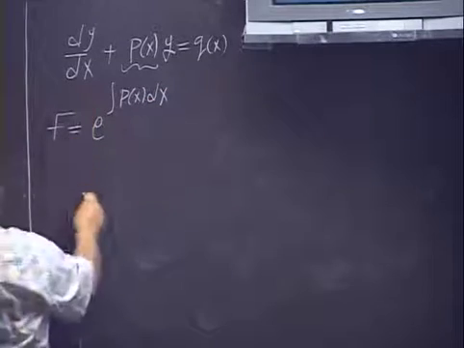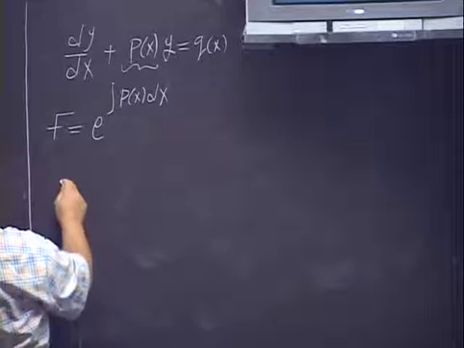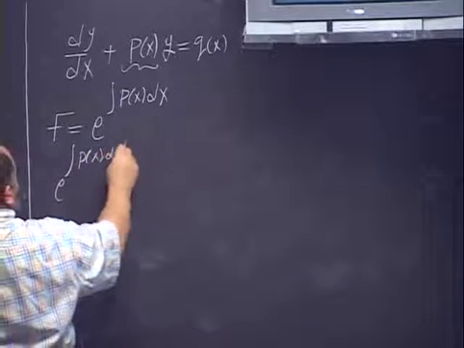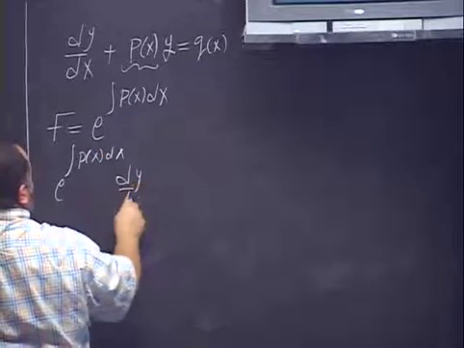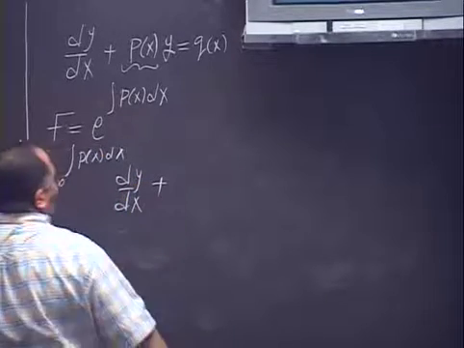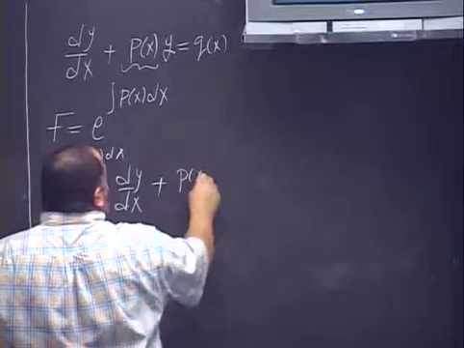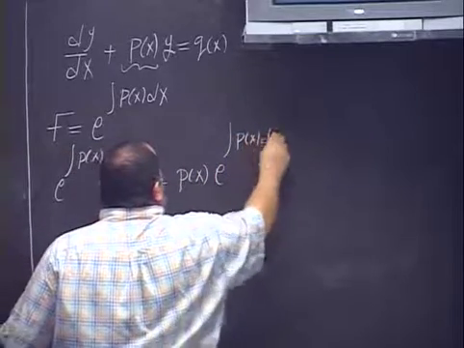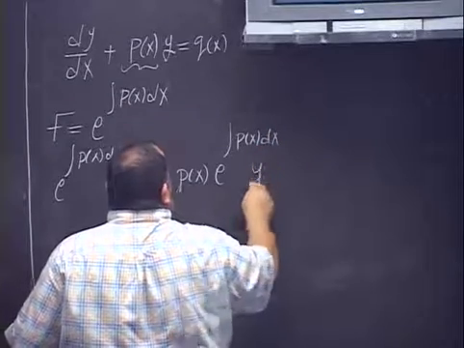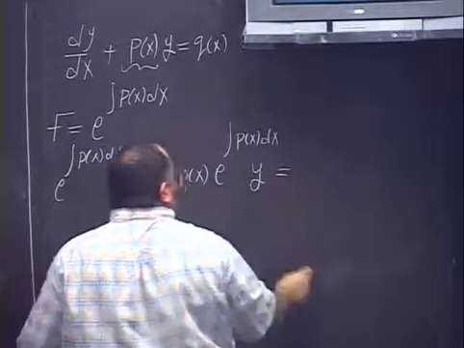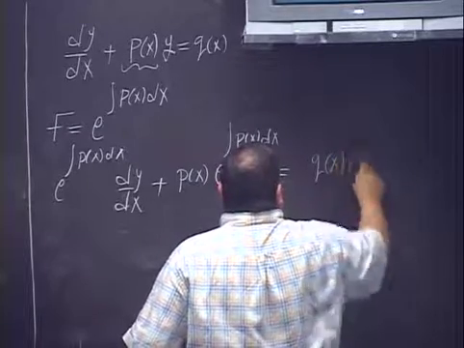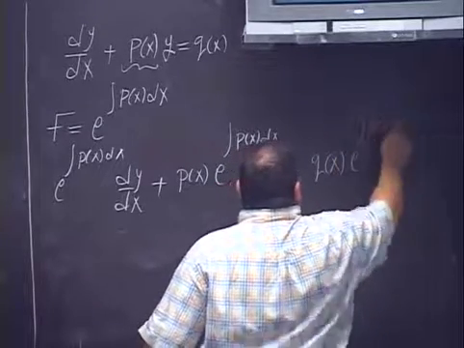Then if you multiply both sides by f, this will give you e to the power of the integral of p of x dx multiplied by dy by dx, plus p of x e to the power of the integral of p of x dx multiplied by y, equal to q of x e to the power of the integral of p of x dx.